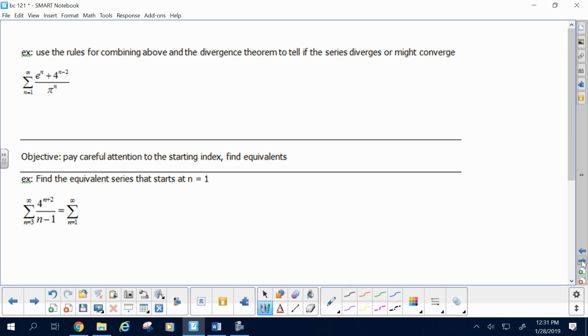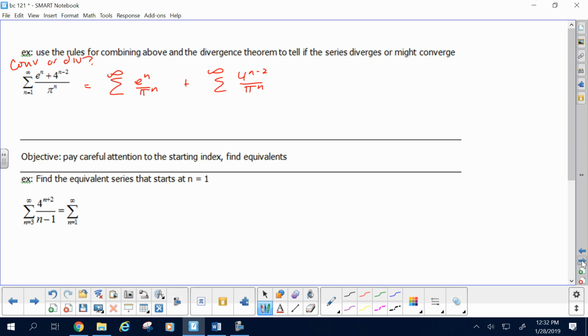All right. Now, if we use those rules a little bit in some doozies, you'll see how that can help you out. This guy, for example, the question is, does this converge or diverge? The first thing I would do is split this into two separate problems. e to the n over pi to the n, and 4 over n minus 2 to the pi over n.